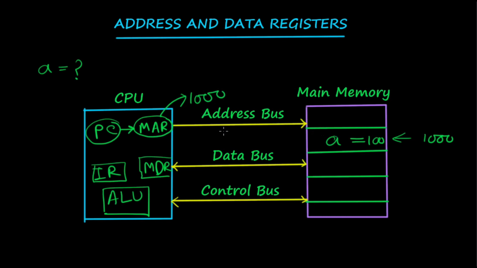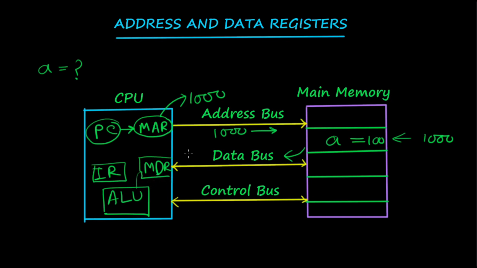Now 1000 has come to the address bus, and it is going to the main memory. And from main memory you have located A equal to 100, and that 100 value will come through the data bus, and finally it will reach MDR. And from MDR it can go wherever you want. Suppose you are doing any arithmetic or logical calculation, it may come to the ALU.